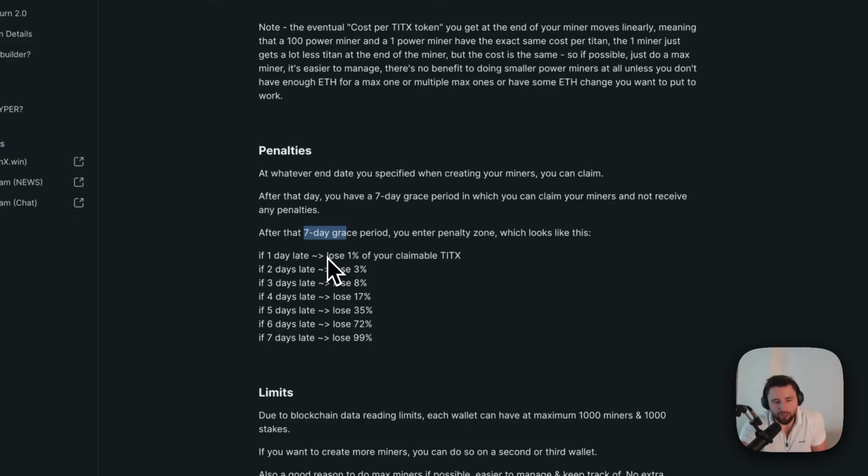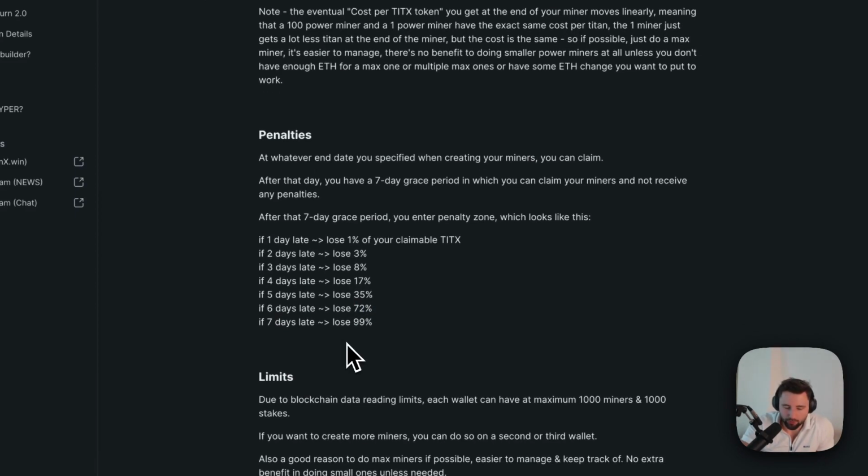Because if you just start a miner and then you forget about it, you're going to have penalties. So you might as well stay engaged, stay in the community, maybe do some content, do some promotion, talk about it, support the thing, because it keeps you engaged. You have a reason to come back. This is very, very important. So after the grace period of 7 days, if you're 1 day late, you lose 1% of your claimable Titan X in your miner. 2 days late, 3%, 3 days late, 8%, 6 days late, 72%. And after 7 days, you pretty much lose all of it. So make sure to, when you say, hey, I'm coming back to claim this in 280 days, you better come back to claim it in 280 days.